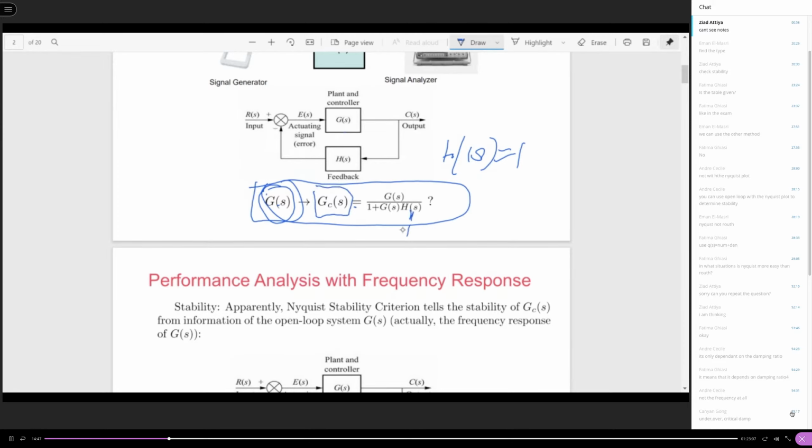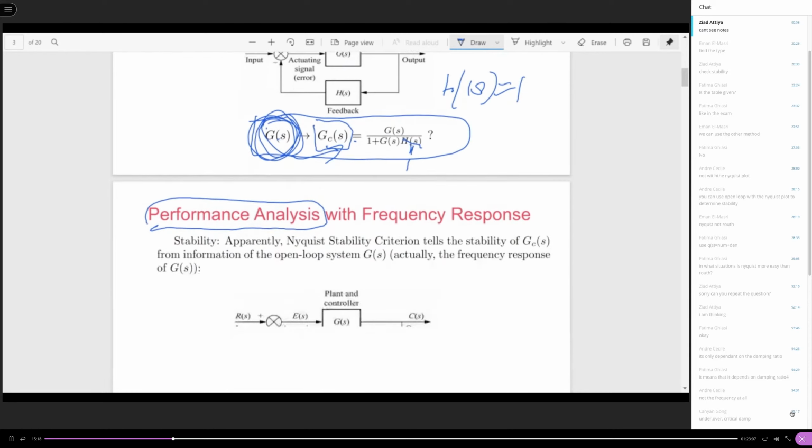If you take H of S equal to 1, then this one is going to be just G of S over 1 plus G of S, right? So you're going to have a closed loop system transfer function, and an open loop transfer function. So when we talk about performance analysis, what we want to do is use only the information of G of S, and then predict what kind of performance the closed loop system is going to have.